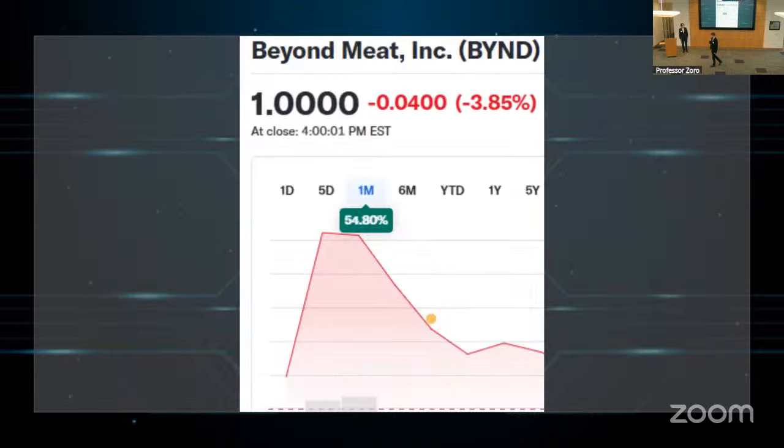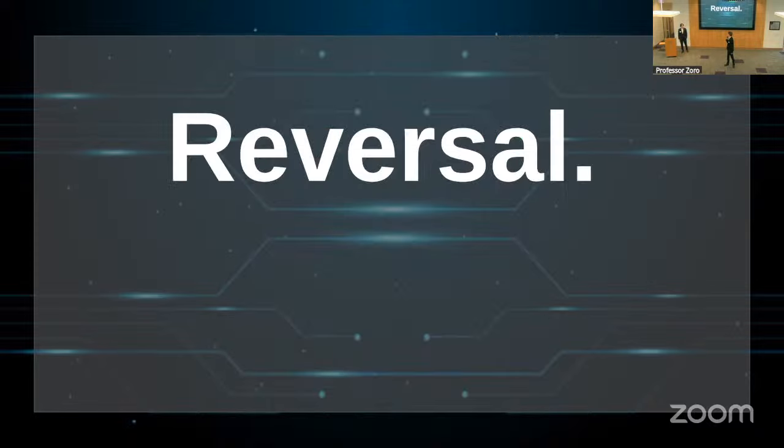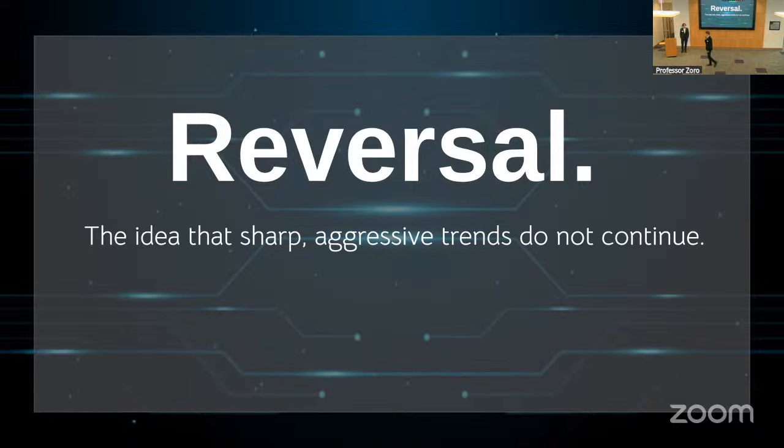But let's say you had a stock that went up 1,000% yesterday. And would you buy it? Maybe you would. But on average, I'd sell it to you, because on average, it's going to go wrong for you. I'll address on average in a minute, but first I want to discuss the concept of reversal. Reversal is the idea that sharp, aggressive trends tend to be punished.